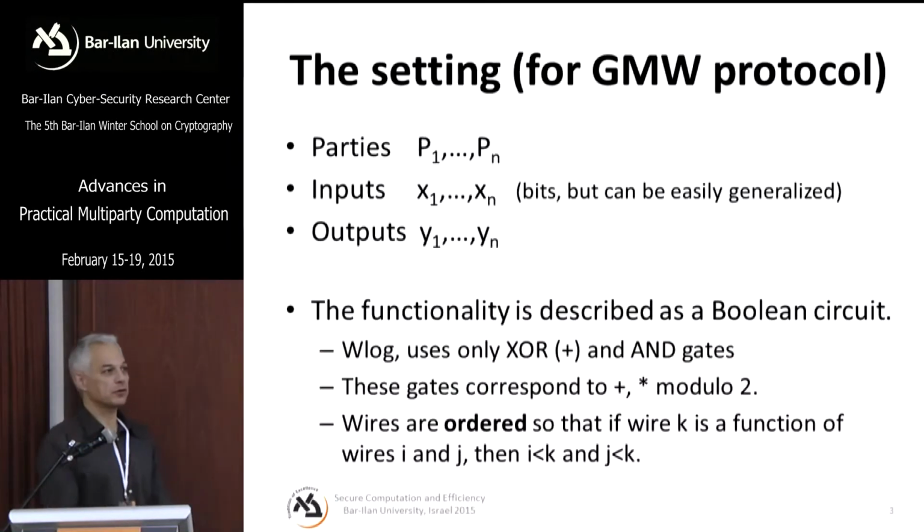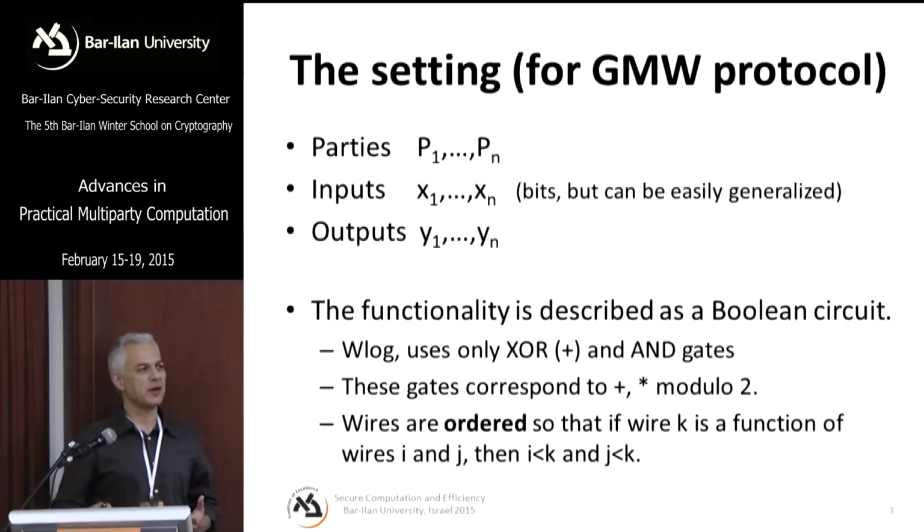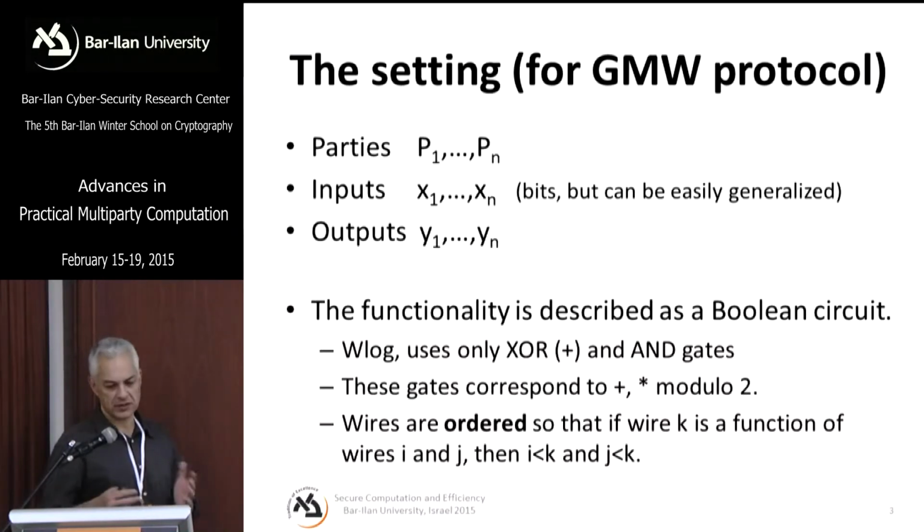So the GMW protocol is run between n parties, and n could be arbitrary. Suppose the parties are called P1 up to Pn, and suppose that they have inputs x1 up to xn. We say here that they have input bits, but they could be inputs of arbitrary length. And suppose they need to get outputs y1 up to yn. Suppose that party i will get output yi, but it's not very important. We can solve any variant.